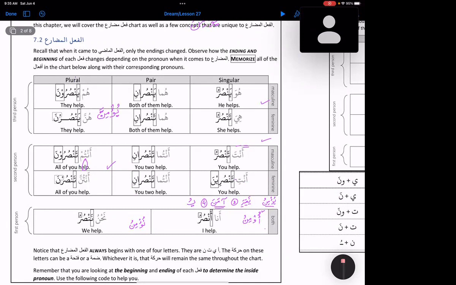Huwa yu'minu, huma yu'minani, hum yu'minuna. Hiya tu'minu, huma tu'minani, hunna yu'minna. Anta tu'minu, antuma tu'minani, antum tu'minuna, anti tu'minina, antuma tu'minani, antunna tu'minna.